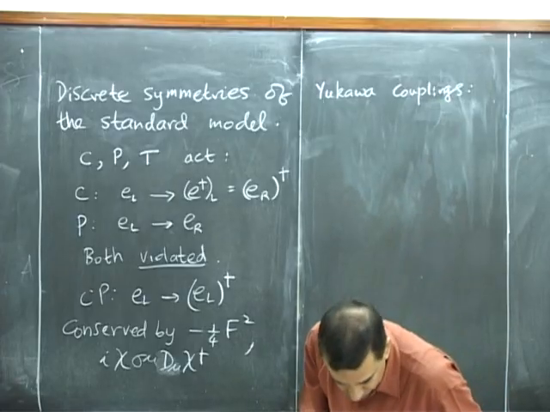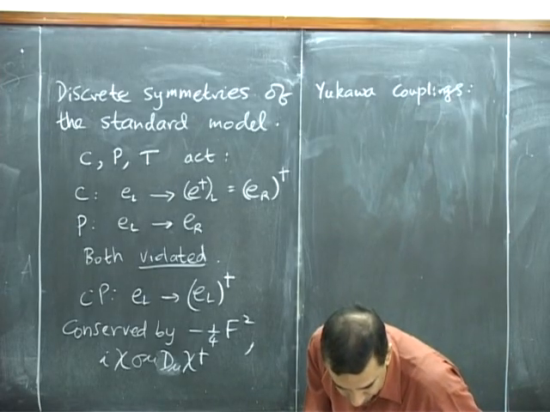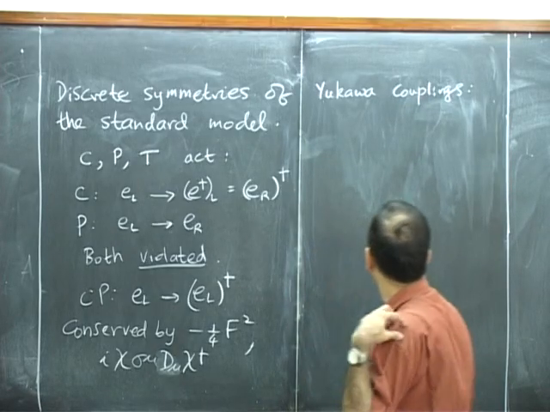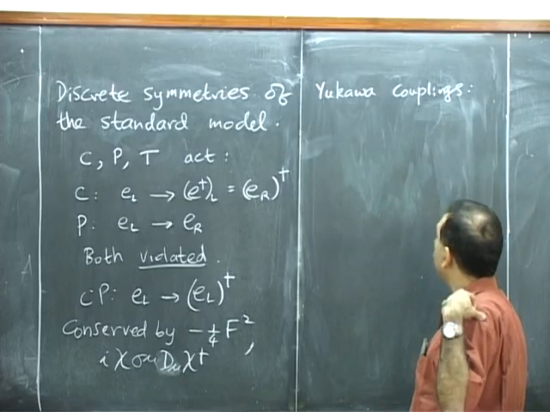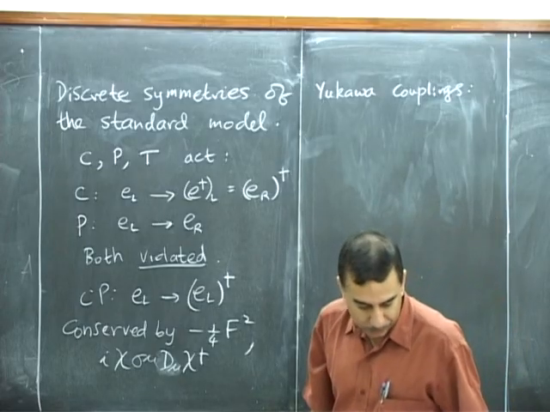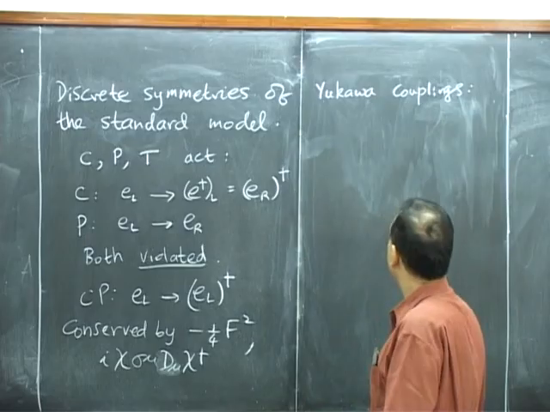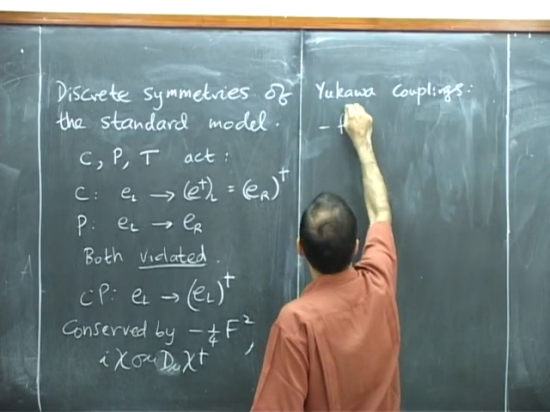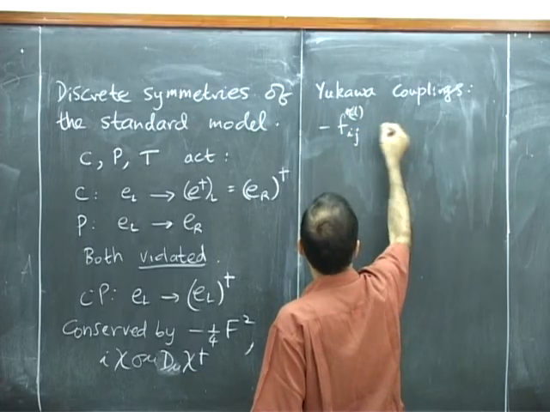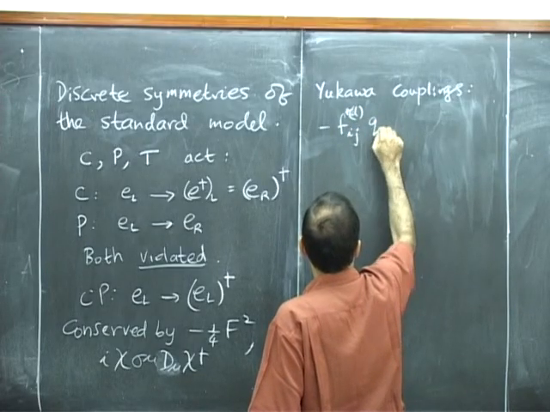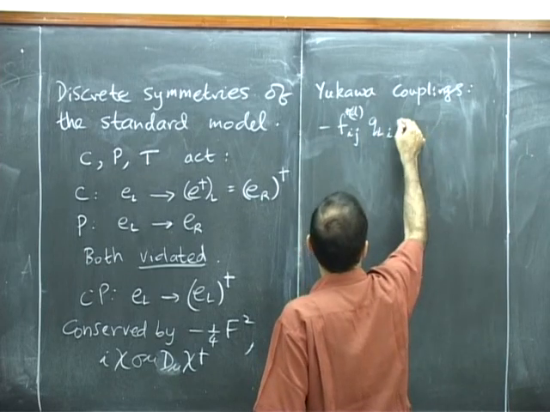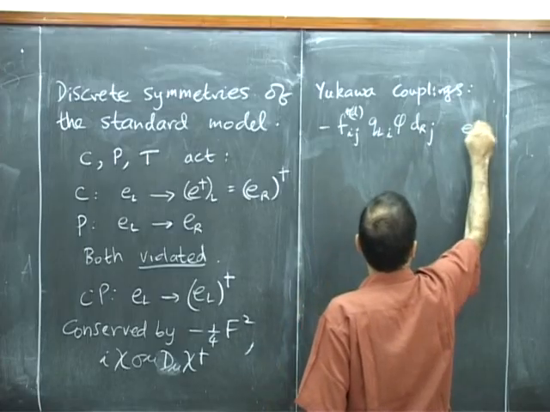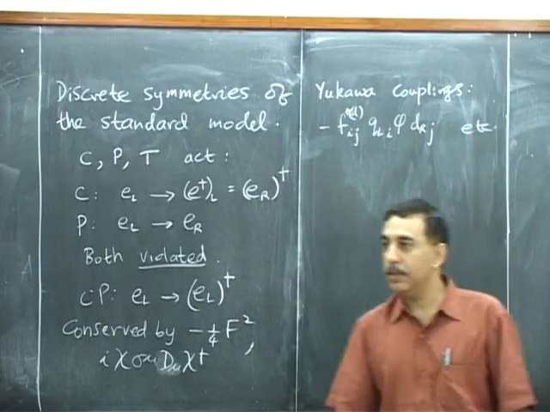And let's focus on some particular one. Okay, instead of focusing on a particular one, perhaps we can just remember what we did last time. Last time we had a bunch of Yukawa couplings which were like minus F_D star_IJ, Q_L^I phi D_R^J, etc. These are the Yukawa couplings.